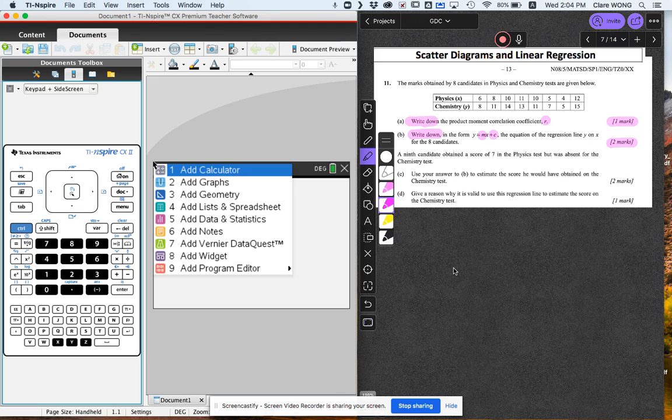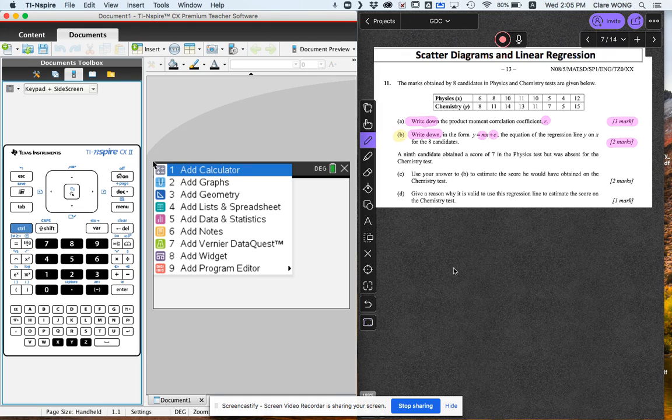And then it says a 9th candidate obtained a score of 7, and so on. And so you need to use your answer to B to answer further. So say if you have done B wrong, but you used it to answer this part C correctly, then you will get the marks. Part D, give a reason why it is valid to use the regression line. So that's 6 marks. So this is one of the questions that you can find in the short answer paper.